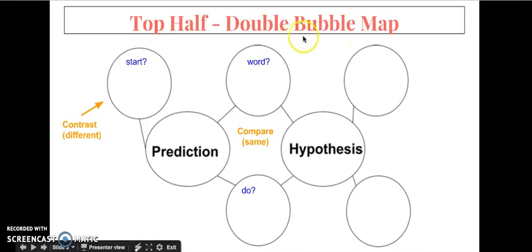Okay, students, let's look at hypothesis. Again, think of how they are different. So in this circle on the bottom, we want you to write, how does a hypothesis start? Okay, that is different from a prediction. So write how it starts in the circle below. Press pause and press play when you're ready.